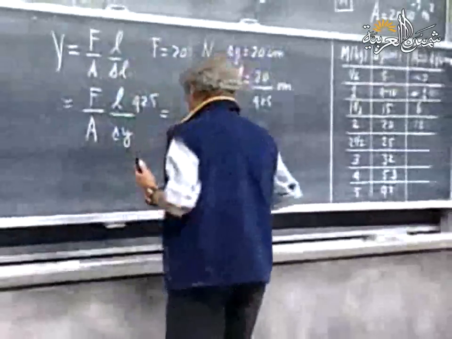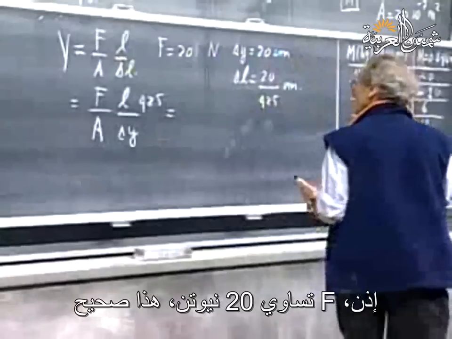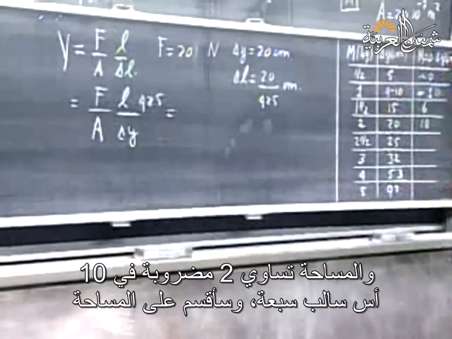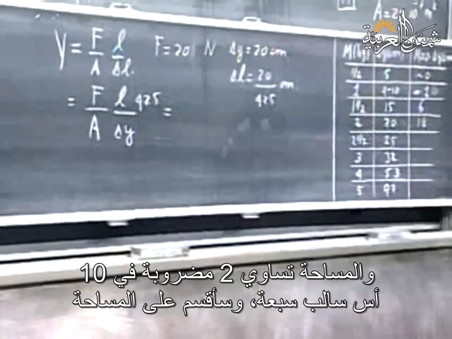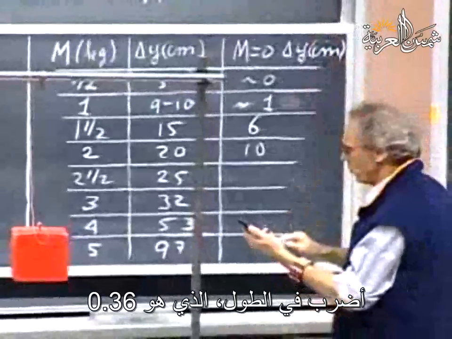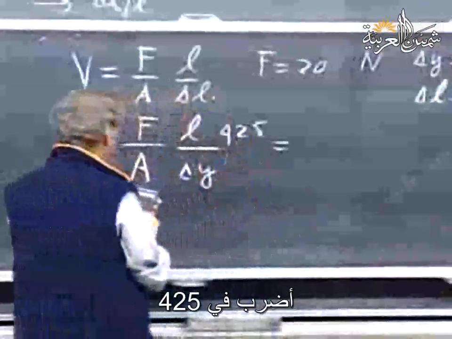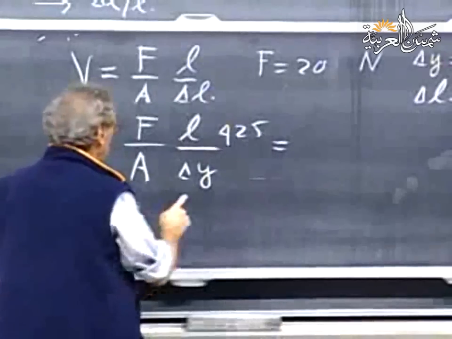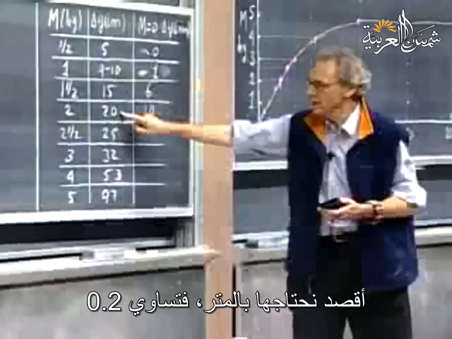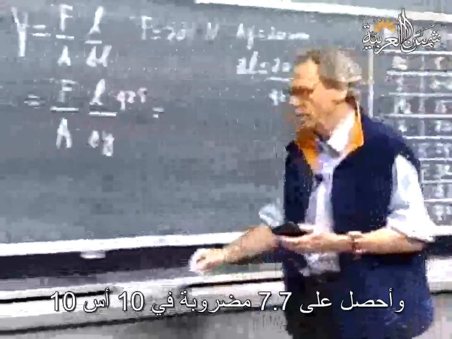Ooh. I'm glad that we caught that simultaneously. So F is 20 newtons. That's right. The area is 2 times 10 to the minus 7, and I divide by the area. I multiply by the length, which is 0.36. I multiply by 425. And I divide by delta Y, but I need delta Y in meters, so that's 0.2. And I get 7.7 times 10 to the 10th.